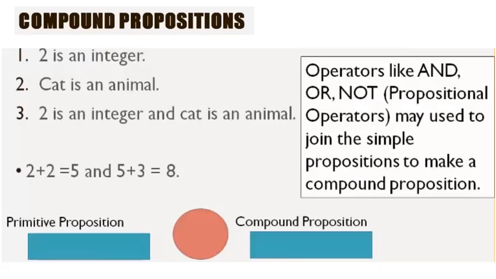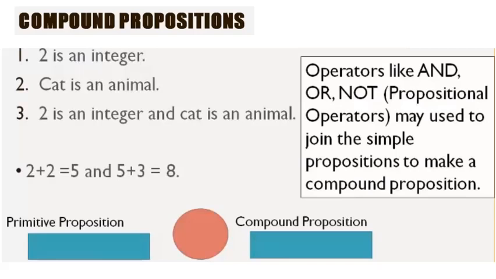Propositional variables. A variable that denotes a proposition is called a propositional variable. A propositional variable can be replaced by propositions. In logic, the letters P, Q, R are used to denote propositional variables.